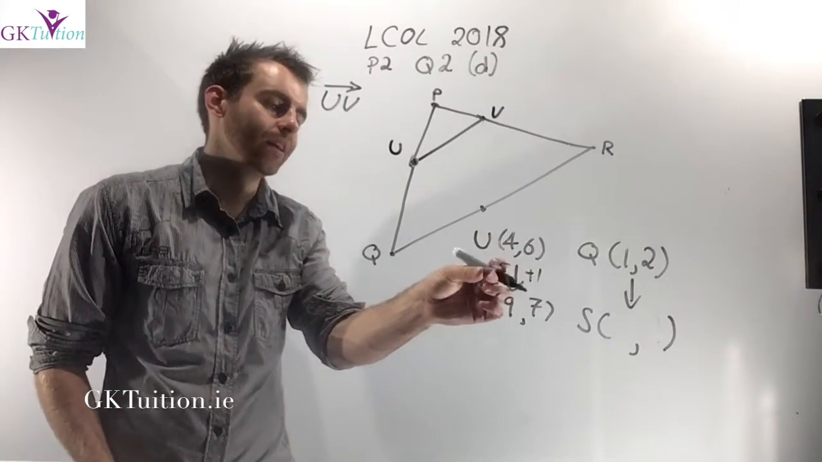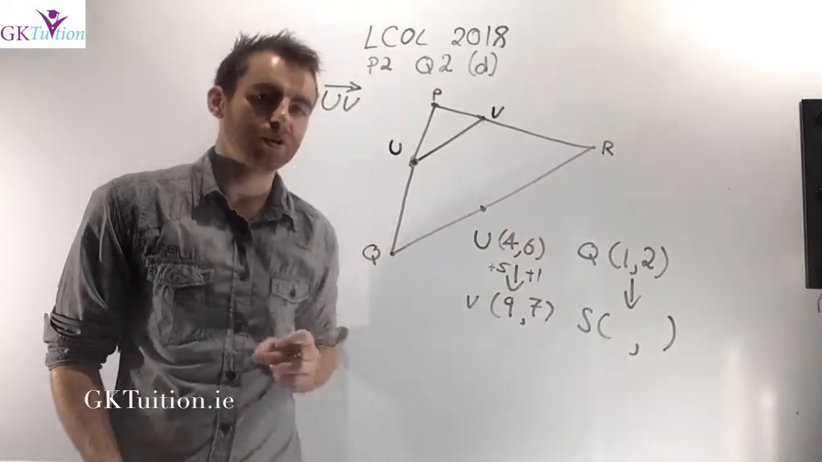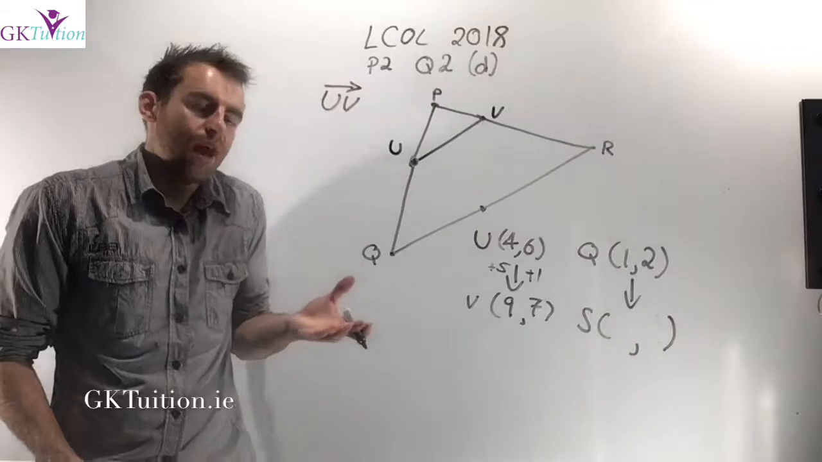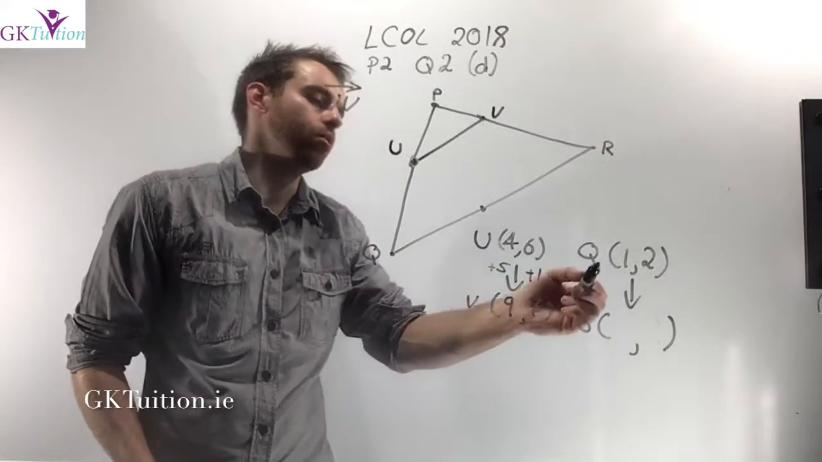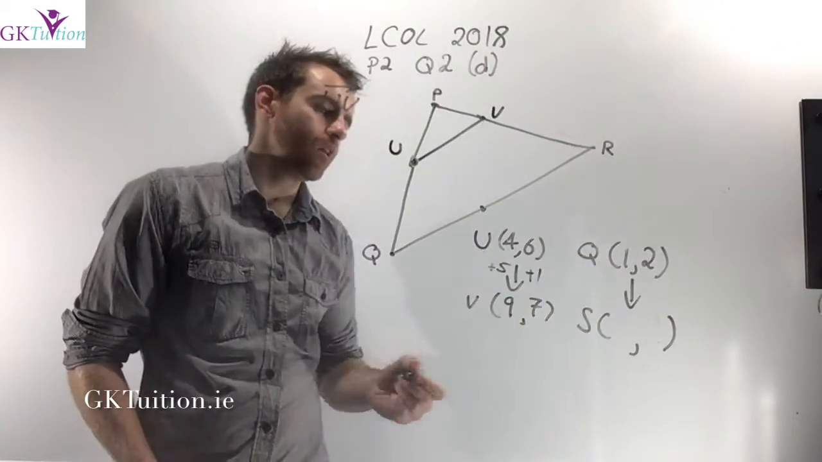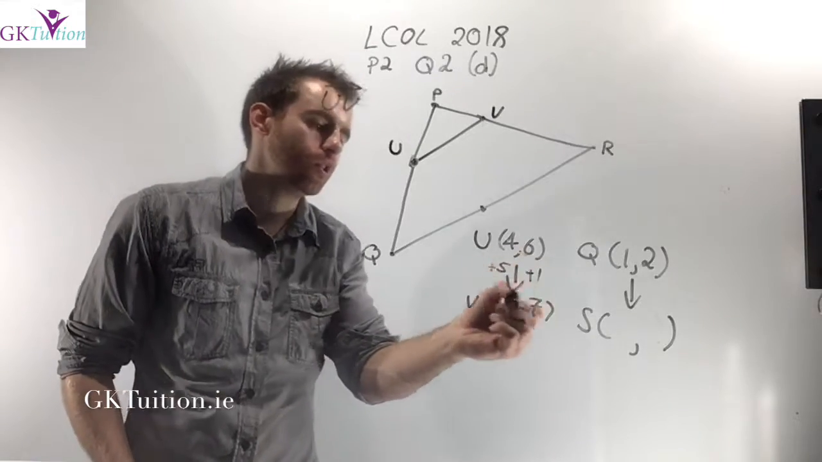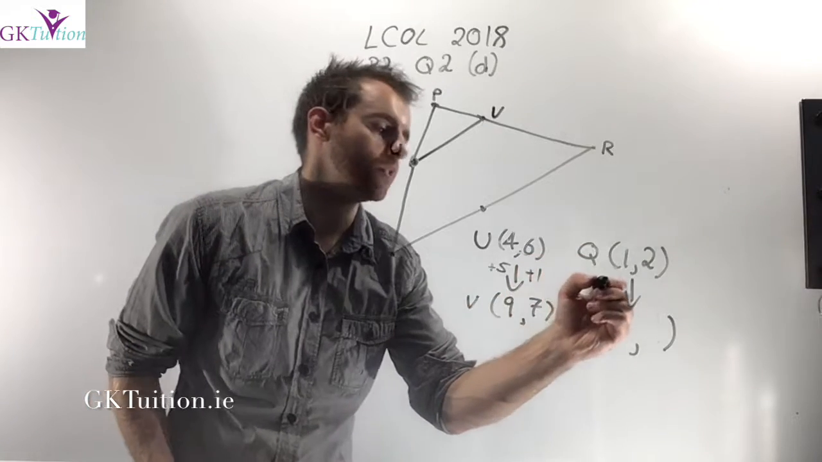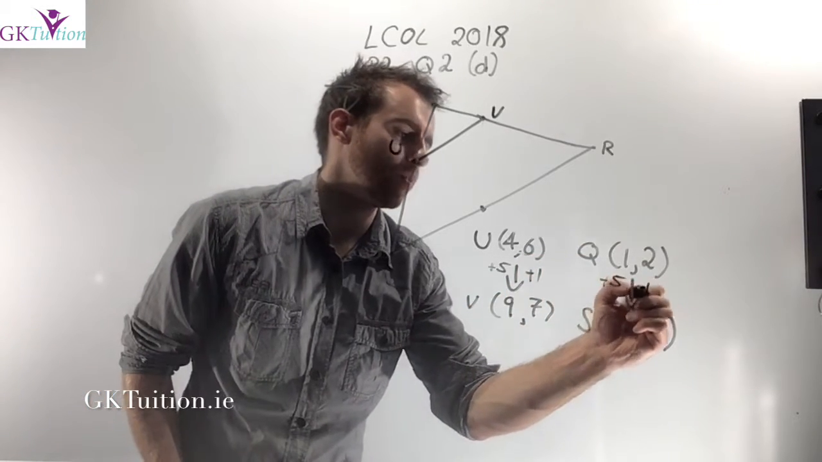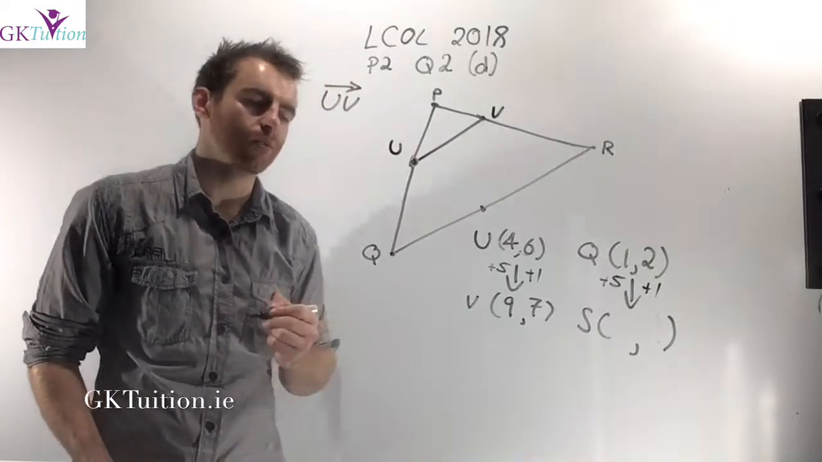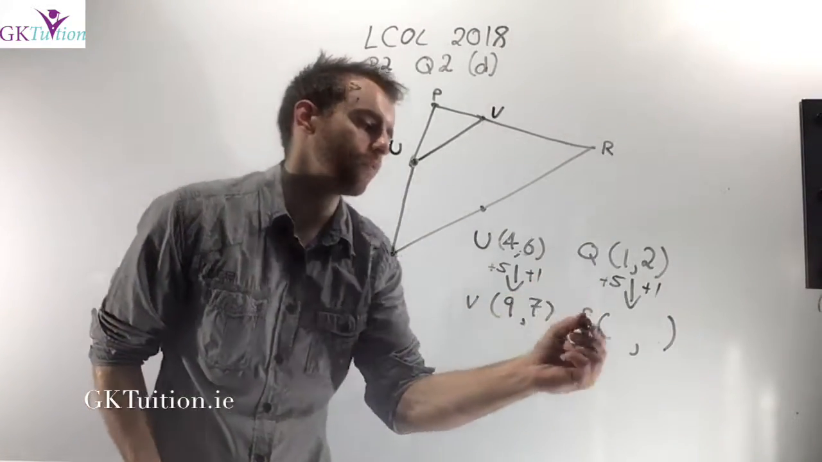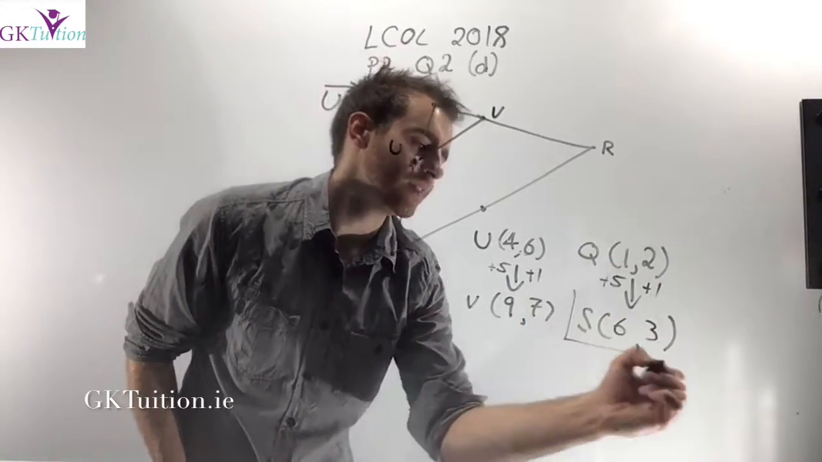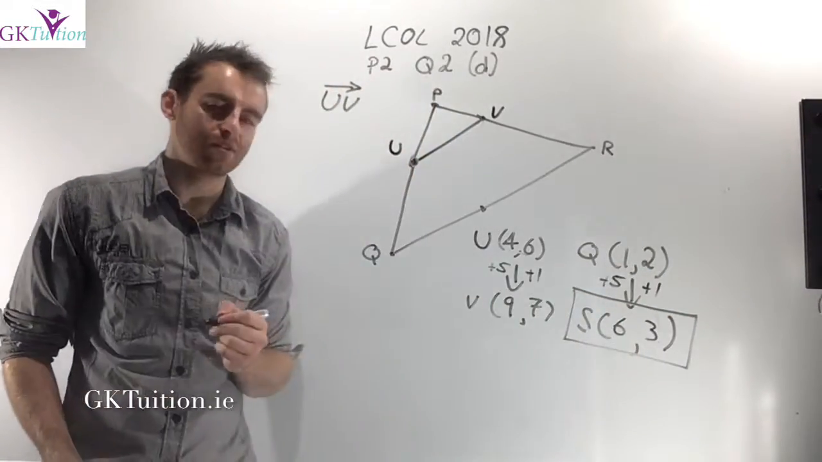So mathematically, if you add 5 to X and you add 1 to Y, that is the translation U to V. And happy days, because I already know that Q is the point 1, 2, which means I'll just use this translation and I'll figure out what S is. So I'm trying to find the image of Q under the translation where X increases by 5 and Y increases by 1. So 1 plus 5 gives me 6 and 2 plus 1 gives me 3. Happy days, that means that S is the point 6, 3.